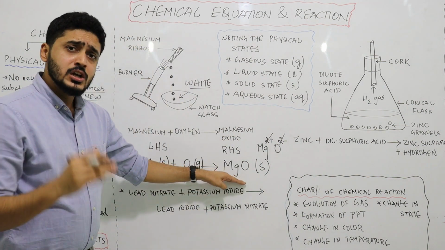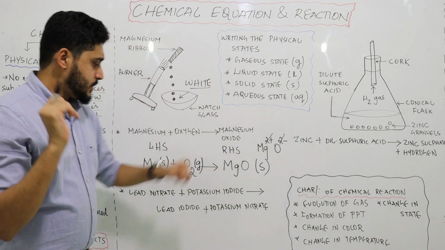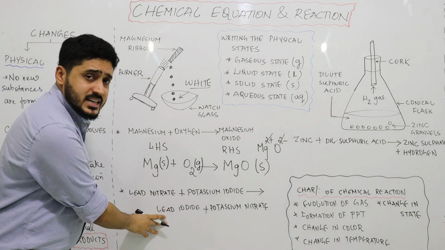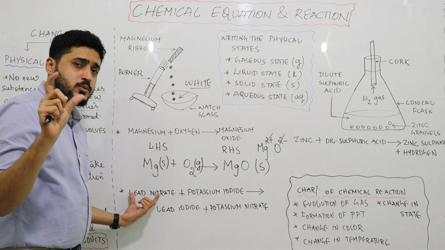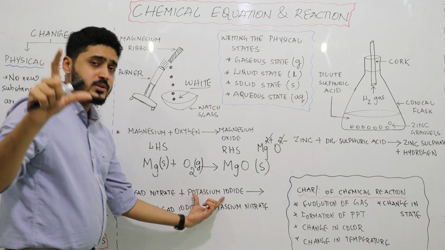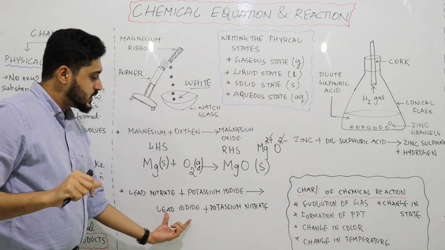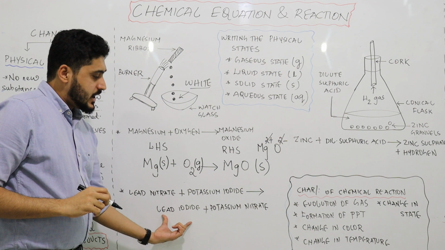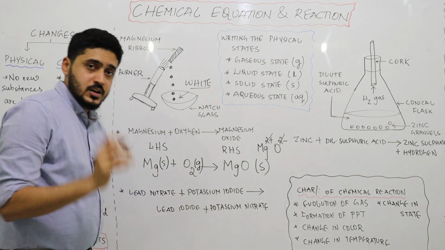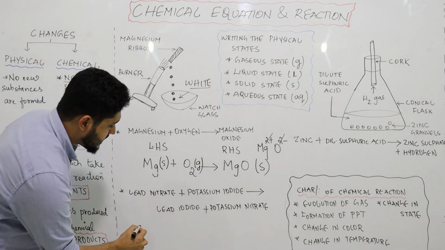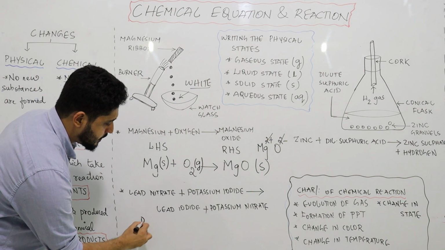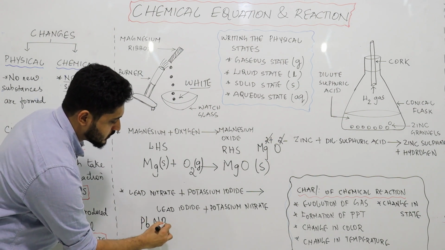So representing a reaction, we have an equation. Here a new substance is formed. Now let's take the next example, where I take an aqueous solution of lead nitrate and an aqueous solution of potassium iodide to give lead iodide and potassium nitrate. So how will you write this? Lead nitrate is written using the formula Pb(NO3)2.